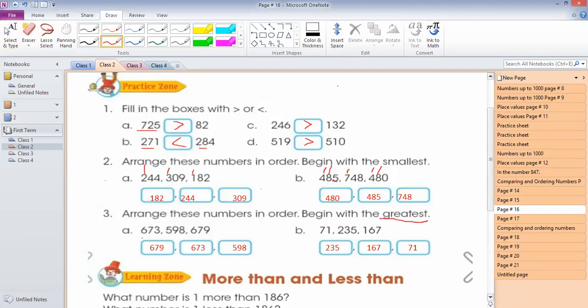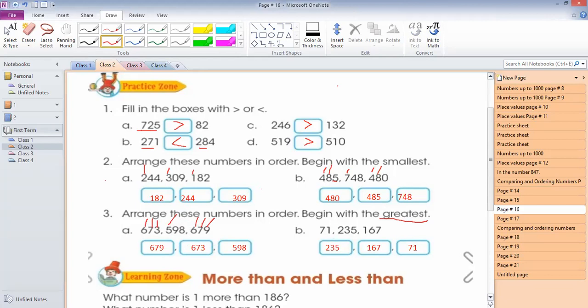What you have to do, guys, 673, 598, 679. 3-digit numbers are there, so you will have to compare the hundreds first. This is 600, this is 500, and this is 600. You compare the hundreds, 6 is bigger than 5. But you have two values with 600, 673 and 679. You compare the tens. This is 7 and this is 7. So on the tens, it is also same. Then you will compare the ones, 3 and 9. So 9 is bigger than 3. That's why you will write 679 first, then 673. And in the end, you will write 598, which is smaller than these two numbers.